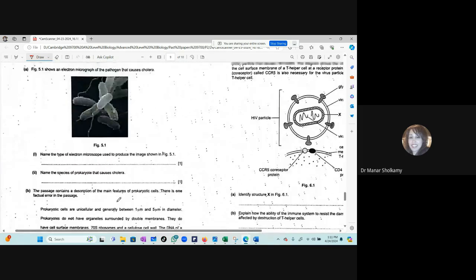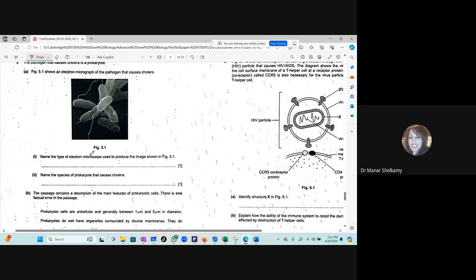Finally, the last question. Name the type of electron microscope used to produce this image. What are the two types of electron microscope? Mariam, this is which one of them? The transmission electron microscope and the scanning electron microscope. Which one is this? This is scanning, correct. Yes, this is scanning because I cannot see inside the bacteria. I can only see the outer image. It's a 3D image.